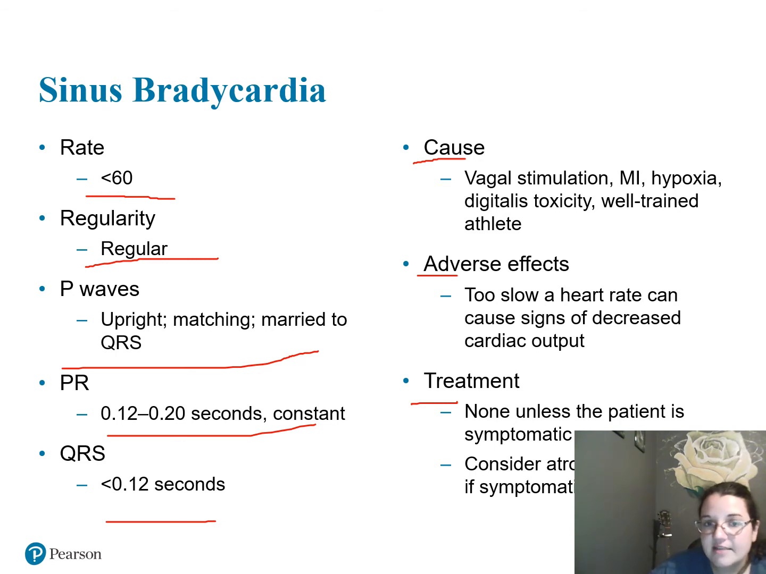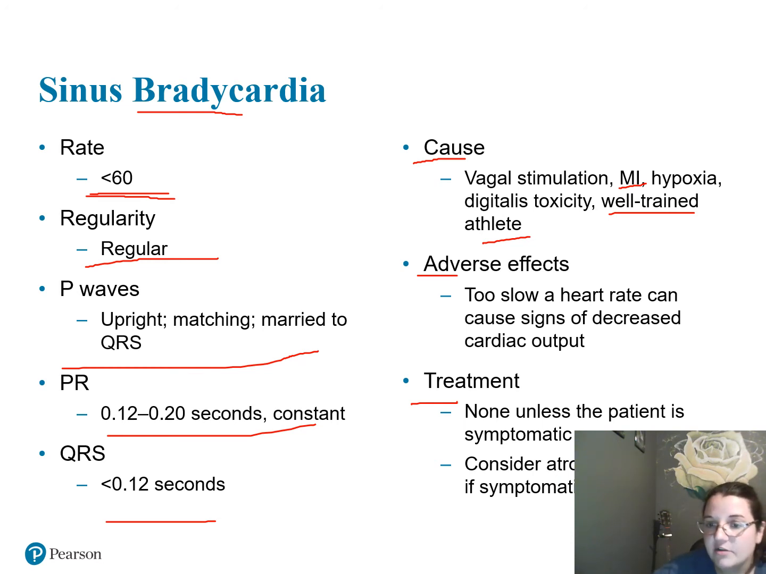My cause of a sinus bradycardia, which is a slow heart rate, could be vagal stimulation, MI, which stands for myocardial infarction, hypoxia, digitalis toxicity, or a well-trained athlete. This is a national test question. It's going to ask, a well-trained athlete is more than likely going to have what type of rhythm? And it's going to say sinus rhythm, sinus bradycardia, maybe a sinus tachycardia, or a sinus arrest.